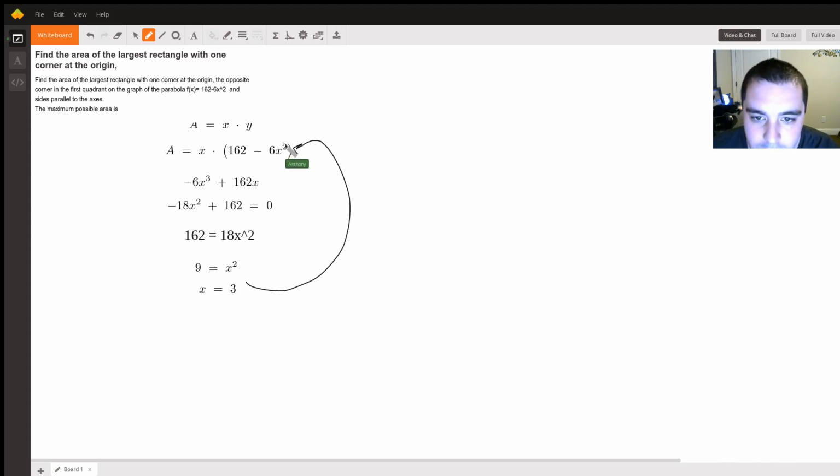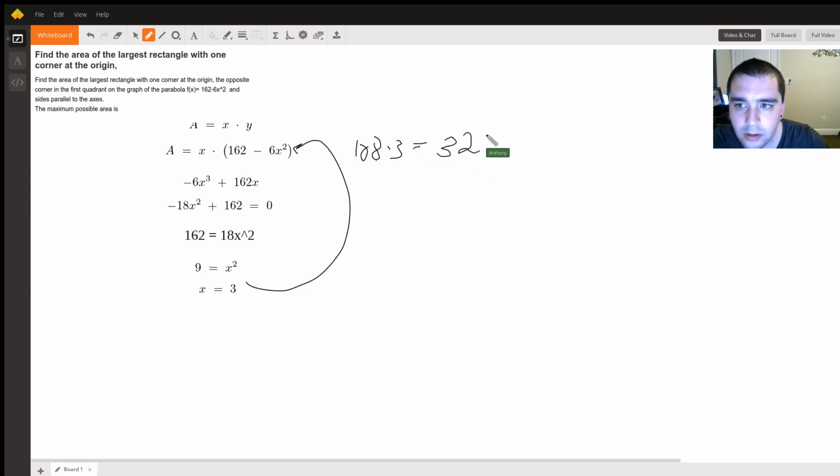So 3 squared is 9, and 9 times 6 is 54. Then 162 minus 54 is 108. Then 108 times 3 is equal to 324. And that's our maximum area: 324 is going to be the area of our rectangle.